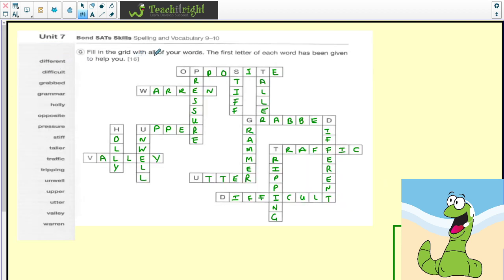G, we have to fill in the grid with all your words. The first letter of each word has been given to you, so similar to what we had earlier. I think most of those words are known to you, hopefully. So you can fill in all of those, just double checking that your spelling is accurate. And then what you can do, as we said earlier, is actually tick off the words that you've used. So if you want to pause the video, just double check that you've got all those words in the right place.